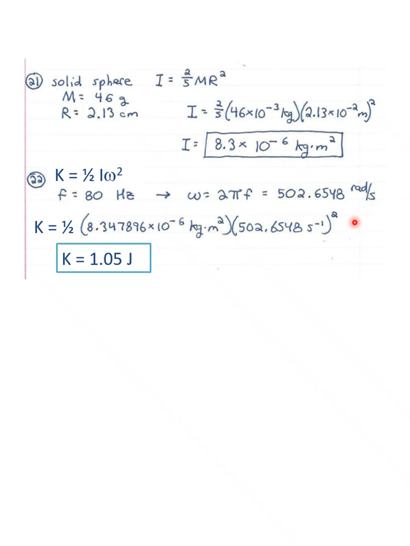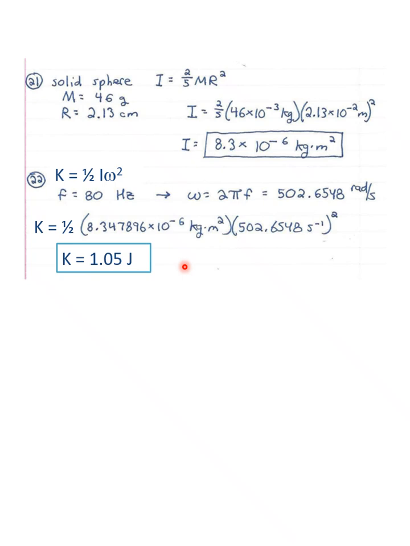So now kinetic energy is 1/2 I omega squared. So the I, we use the value that we got for the answer for number 21 for rotational inertia. For the angular velocity, omega, we get what we just solved for, 502.6548 radians per second. We're going to square it, and we get 1.05 joules. Now, in the book, there's a slight error. It's multiple choice, and the closest multiple choice answer is 1.0 joules, answer B.